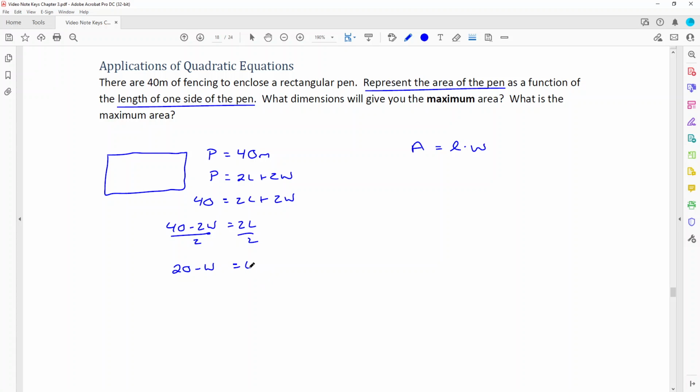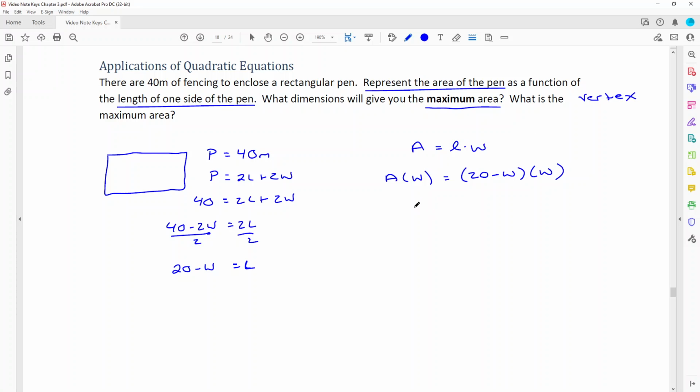So now I have the length in terms of the width. So I'm going to replace my L with 20 minus W, times W. And now I have area as a function of width, which is the length of one of the sides, right? Even though it's a width, it's still a length. Okay, so now what do we do? Well, it wants to know the max. Maximum is the vertex.